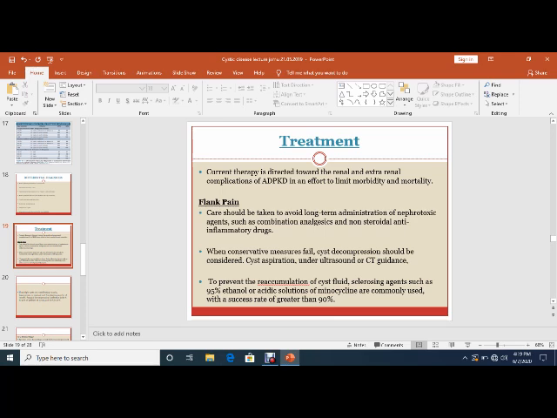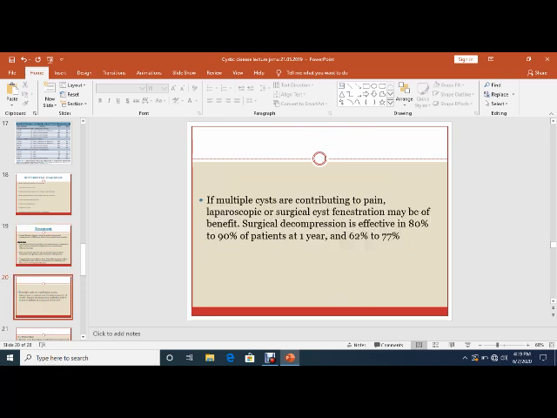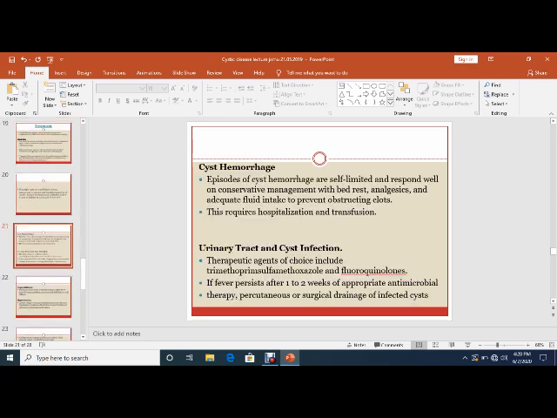Sometimes the cyst may recur. So to prevent the reaccumulation of the cyst fluid, sclerosing agents such as 95% ethanol or an acidic solution of minocycline are commonly used. If multiple cysts are contributing to pain, a laparoscopic or surgical cyst fenestration procedure may be beneficial. Surgical decompression is effective in 80 to 90% of patients at 1 year, and 62 to 77% later.